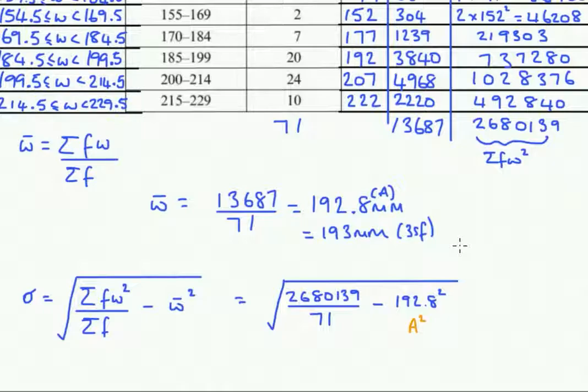So 2680139 divided by 71 minus A squared, and then I'm going to square root that number. That number at the moment is 586.4. That's the variance. So sometimes they'll ask for variance, and if they do, that's the number we give. Most of the time they'll ask for standard deviation, and we need to square root that number, and that's coming out at 24.2. So standard deviation for this question is 24.2, rounded to 3 significant figures.